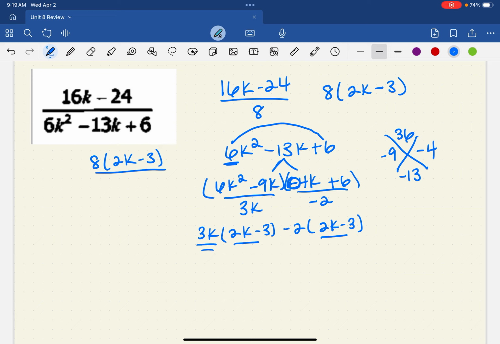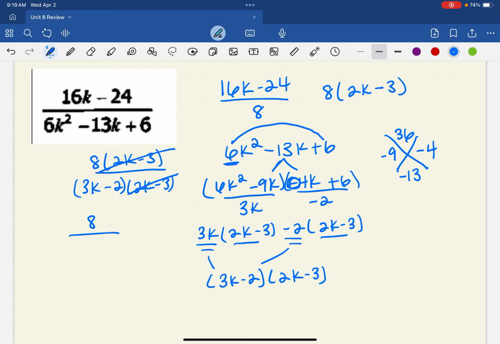I am taking these two, putting them in their own parentheses, and then my other 2 just become 1 because they are the same right there. So that is going on the bottom of my fraction. 3K minus 2 and 2K minus 3. Let's go ahead and simplify what we can. 2K minus 3 crosses out. I'm left with 8 over 3K minus 2.